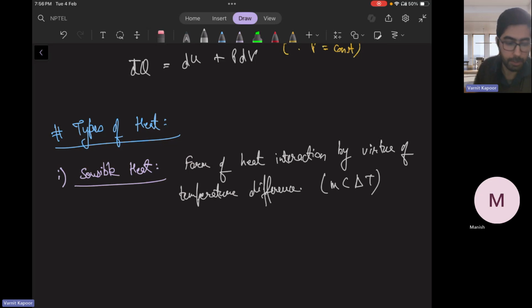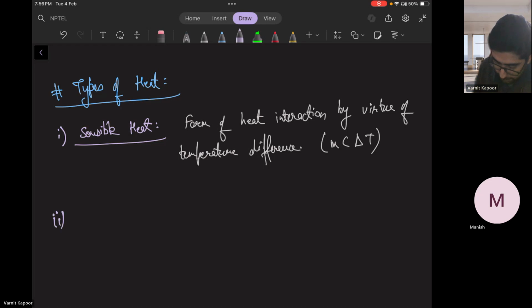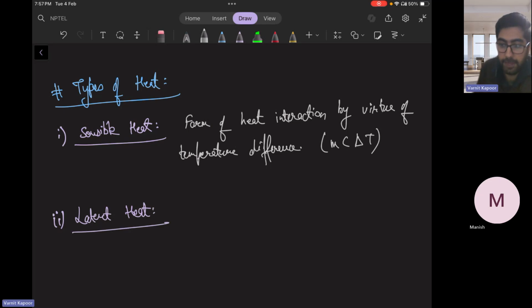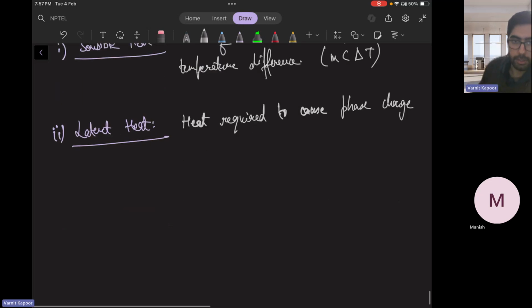So far we were talking about MC delta T, that was sensible. Whereas there is another kind of heat, that is latent heat, which is nothing but the heat required to cause phase change. Whenever there is a phase change, heat is required to cause it. So from solid to liquid, liquid to gas. All the processes like sublimation, vaporization, or fusion are phase changing. Okay, from liquid to solid, solid to gas, whatever.